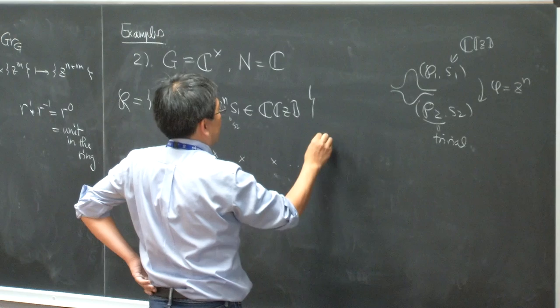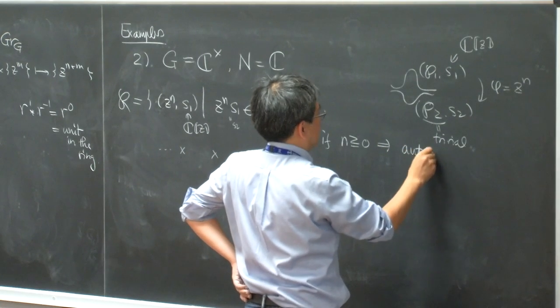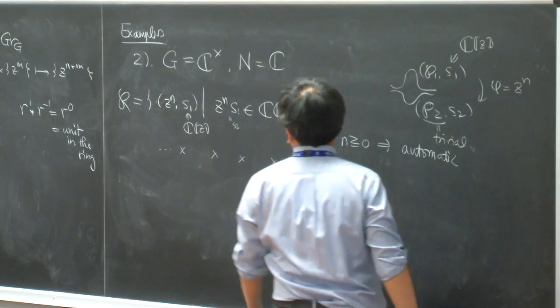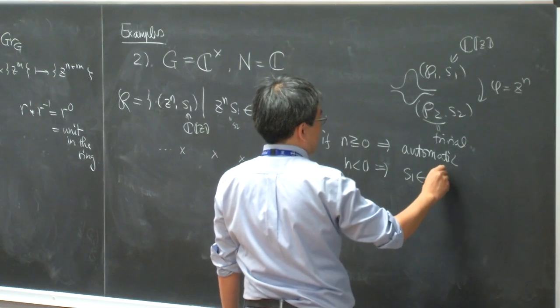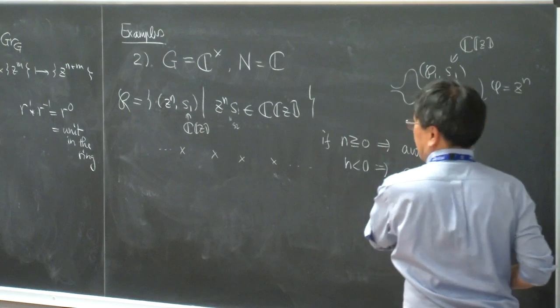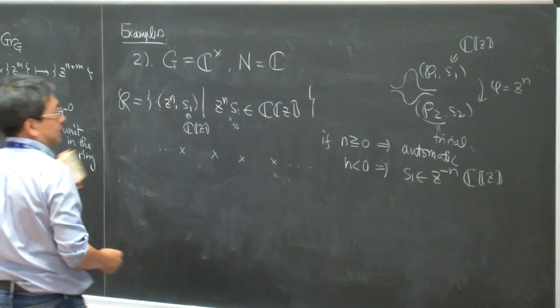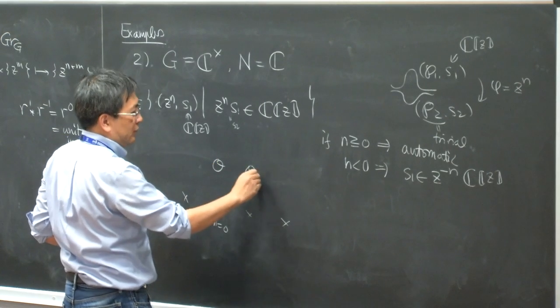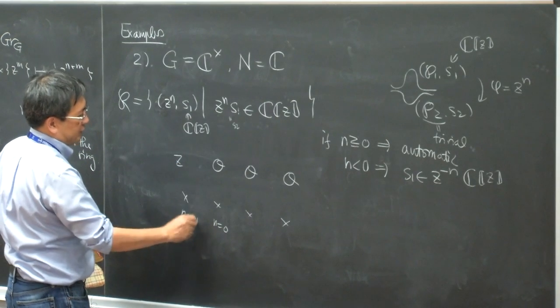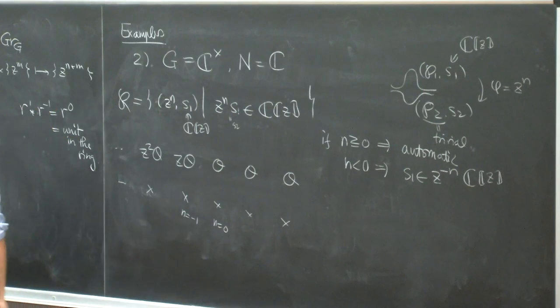It means that S1, if n is positive, then this is automatic. Right? S1 is a polynomial, and if you multiply z to the n, this is a polynomial if n is positive. But if n is negative, then S1 must originally be divisible by z to the minus n. So the picture is, you have points and n equals 0. We have O and we have O. For the positive part, we have O, but for the negative part, n equals minus 1, we have zO and we have z to the square of 1. So the picture is different for the positive part and the negative.